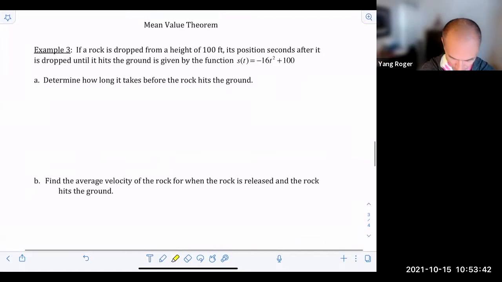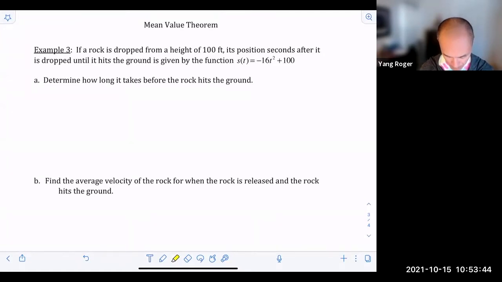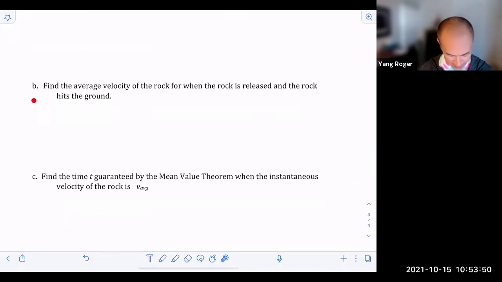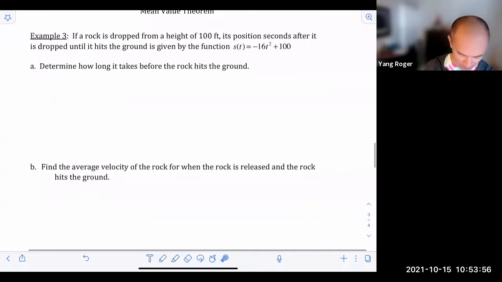So this is really a linear motion type question, and the mean value theorem part doesn't really come in until you get to B and C. So let's take a look at this real quick.